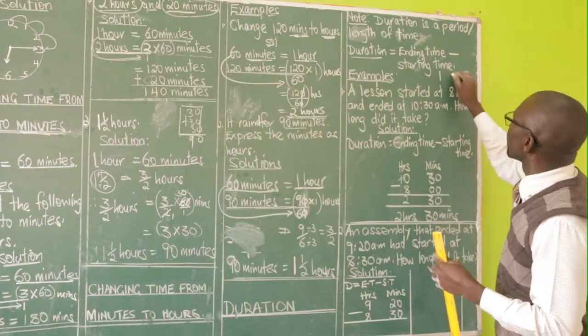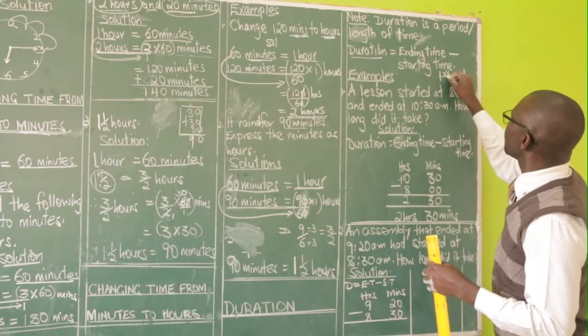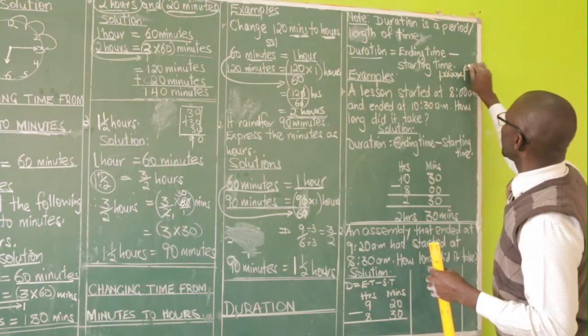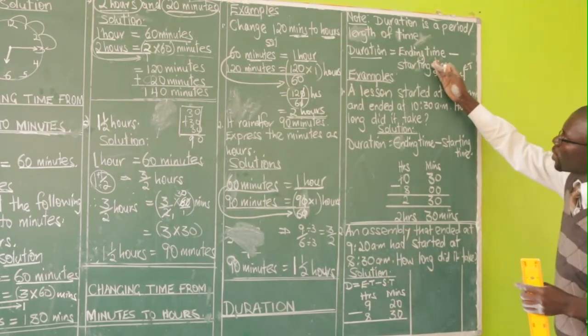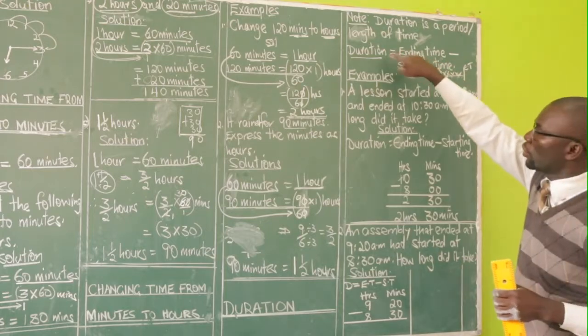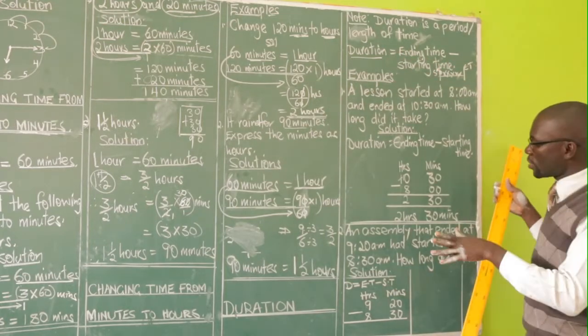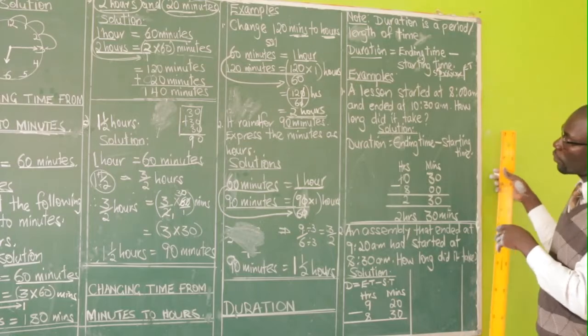The time between is what we refer to as duration. Ending time and then this is starting time. So ending time and starting time, you get what we call duration. And duration is measured in hours, minutes, and so on.